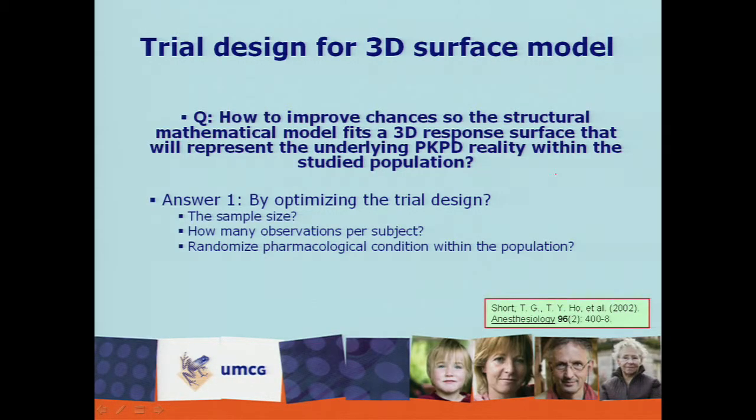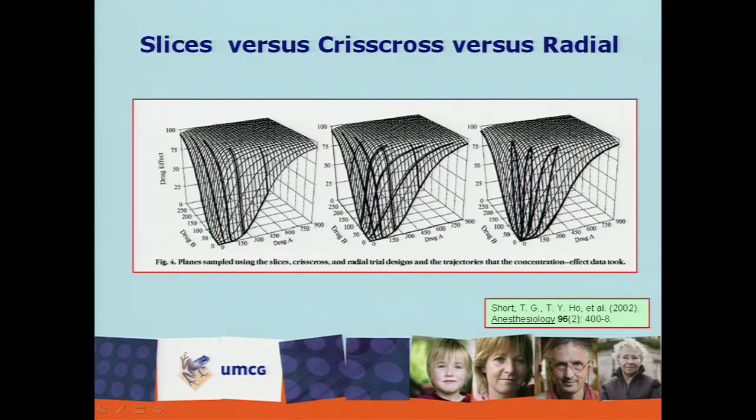Well, first of all, you need data, as I told you, and you need to optimize your strategy, your methodology, when you study these data, and that's not that easy. First of all, you need the right sample size. You have to ask yourself, as the investigator, how many observations do you need per subject? One or multiple? And you have to randomize the pharmacological condition within the population, as was shown by Tim Short's group in 2002 in anesthesiology, and this is some details of that study.